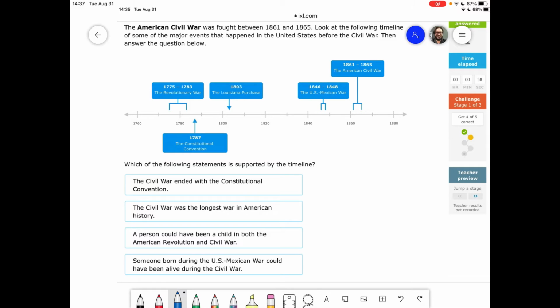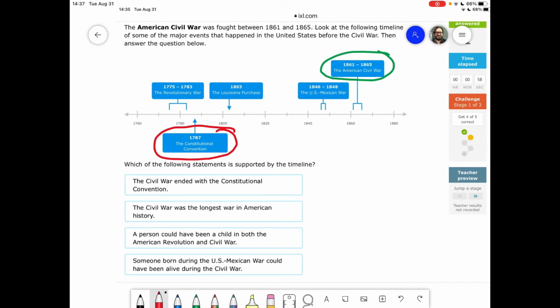So the American Civil War was fought between 1861 and 1865, and we're instructed to look at the timeline of some of the major events that happened in the U.S. before the war. So which of the following statements is supported by this timeline? Our first statement is the Civil War ended with the Constitutional Convention. Well, if we look here, we see that the Civil War happened between 1861 and 1865. And then if we look down here, the Constitutional Convention took place in 1787.